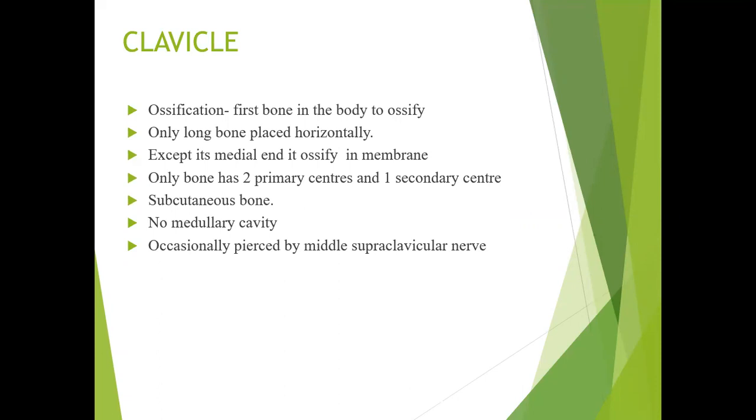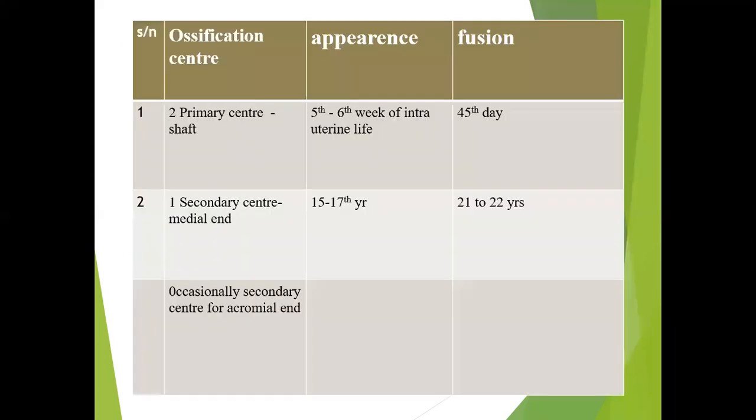Next one, it has two primary centers. No other bone in our body has two primary centers, but clavicle does. And it also has one secondary center. Next one, it is a subcutaneous bone, so you can touch and feel our clavicle. Next, this bone has no medullary cavity. And the last one is, it is occasionally pierced by a nerve, that is middle supraclavicular nerve. So these are the peculiar features of clavicle. It is otherwise called collar bone or beauty bone.